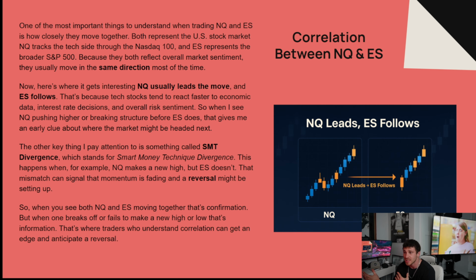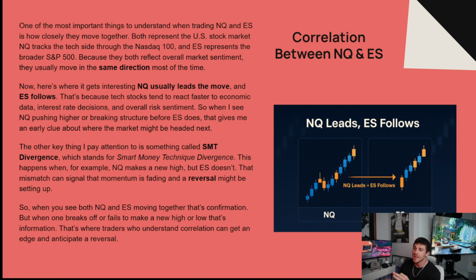That's because tech stocks tend to react faster to economic data, interest rate decisions, and overall risk sentiment. So when I see NQ pushing higher or breaking structure before ES does, that gives me an early clue about where the market might be headed next. Again, that's like the example I just explained to you guys before. NASDAQ might not be leading all the time, but with news data drops and stuff, usually the moves on NASDAQ are way bigger. This is where it'll go over the S&T divergence and stuff like that.